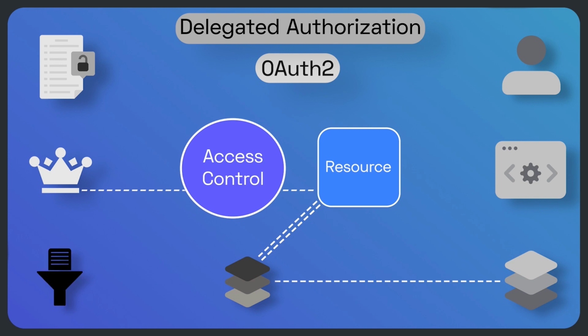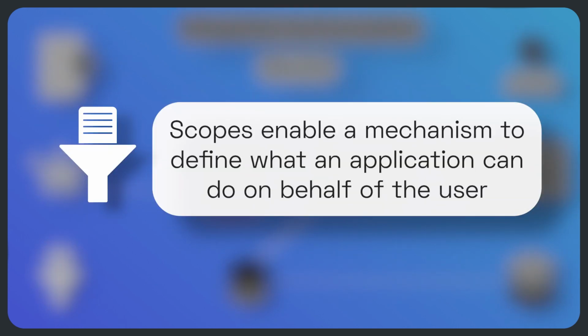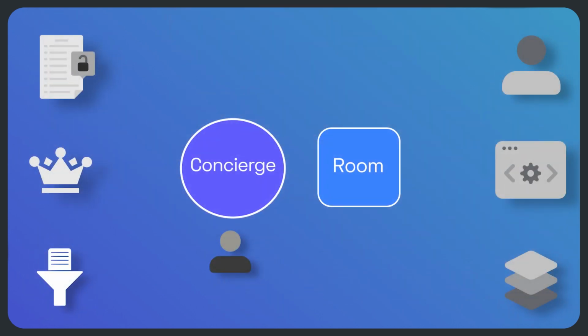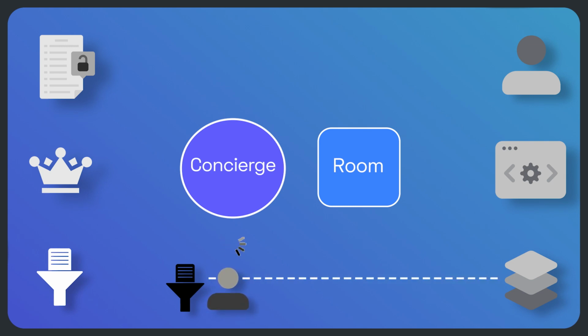Here, scopes come into the scene. Scopes enable a mechanism to define what an application can do on behalf of the user. Recalling the hotel example, taking the customer's briefcase is the scope of the person who introduced themselves to the concierge. The application requests these scopes to the authorization server, the server responsible for authorizing the third-party application in the delegated scenario. Scopes are introduced in OAuth 2.0 and are specific to that authorization framework.